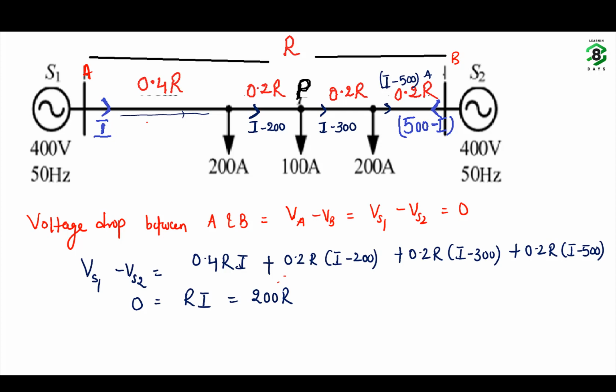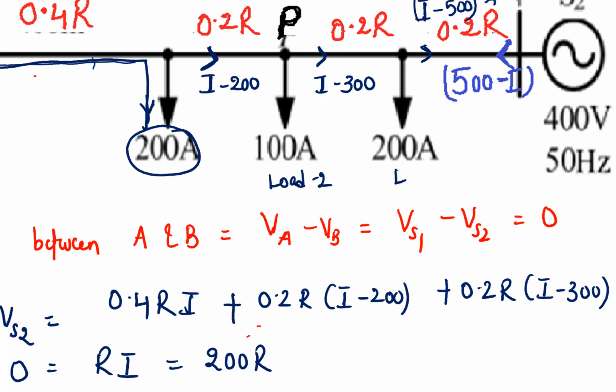So I value will become 200 ampere. So current supplied by source S1 is 200 ampere. The current supplied by source S2 is 300 ampere. Now out of this 200 ampere that is supplied by source S1, the total 200 ampere is being taken by this first load. Both load 2 and load 3 are being fed by source S2.